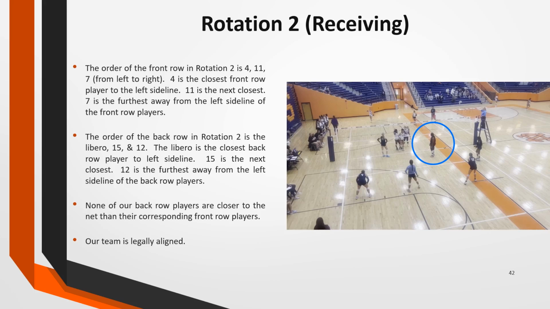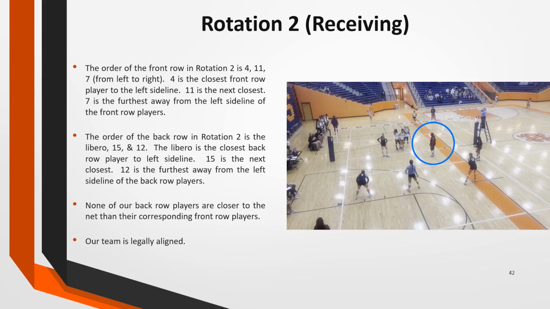Rotation 2 receiving. Remember, in rotation 2, our setter, circled in blue, is our middle back. 4, 11, 7 is our order of our front row in rotation 2. 4, who is near the bottom left of our image, is the closest front row player to the left sideline. 11, who has her hand on her hips, is the closest person to the net and is the next closest front row player to the left sideline. 7, who is near the first referee, is the furthest away from the left sideline of the front row players. We're good with front row players.